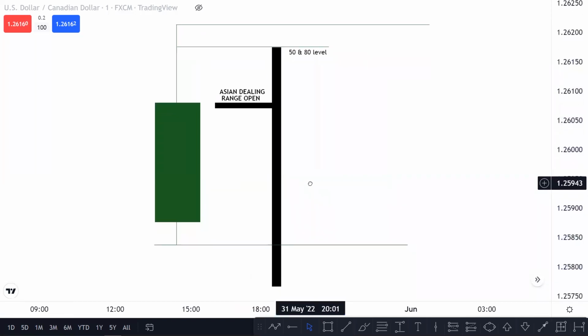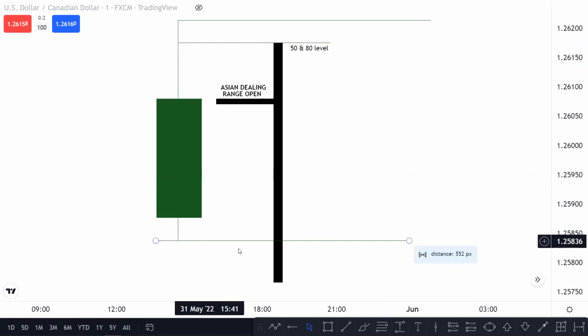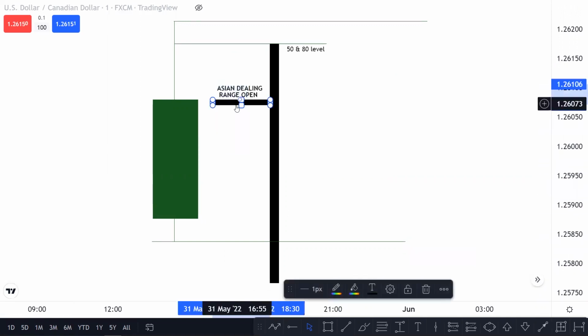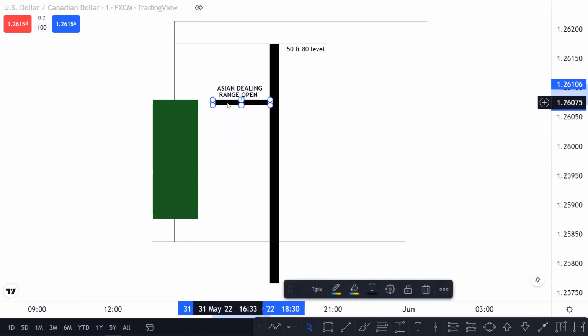Now, where are you going to sell? You're going to sell either the 80 or 50 level. You're not going to wait for price to first take this low, then you buy. So what happens is, after that, we are going to close.